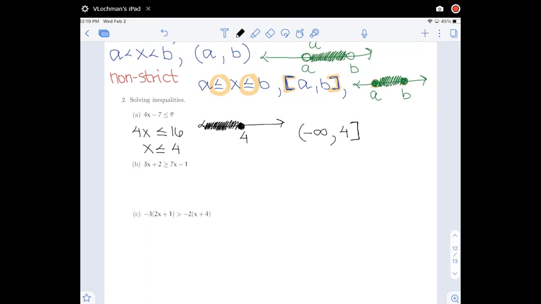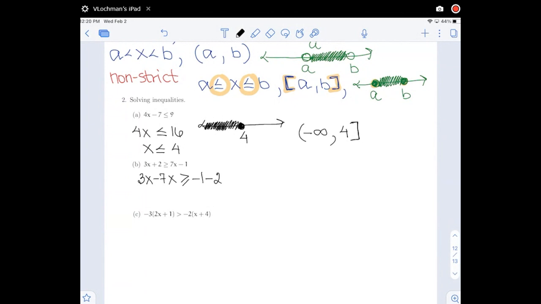Is this okay? Okay, so now our inequalities can get a little bit more involved. Let's take a look at part B: 3x plus 2 greater than or equal to 7x minus 1. Again, you can treat it as a linear equation as far as the solving part goes. So it's going to be 3x minus 7x on the left, greater than or equal to -1 minus 2.